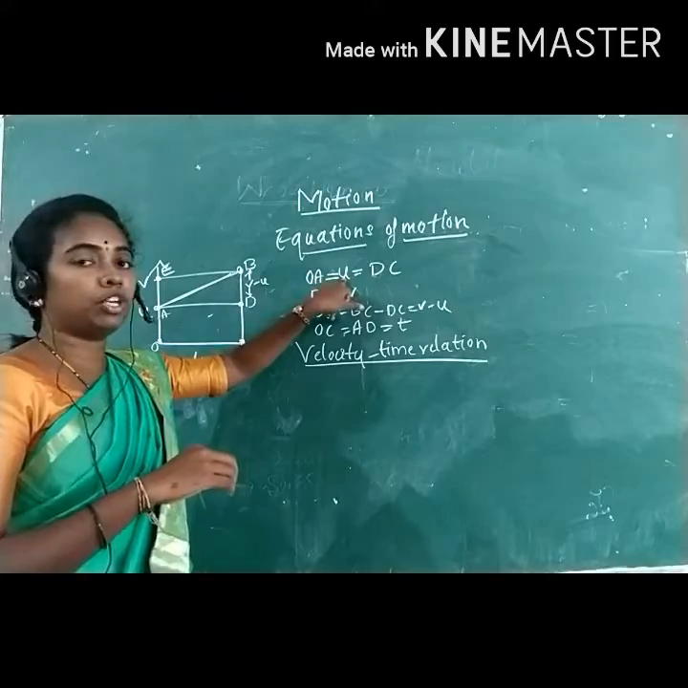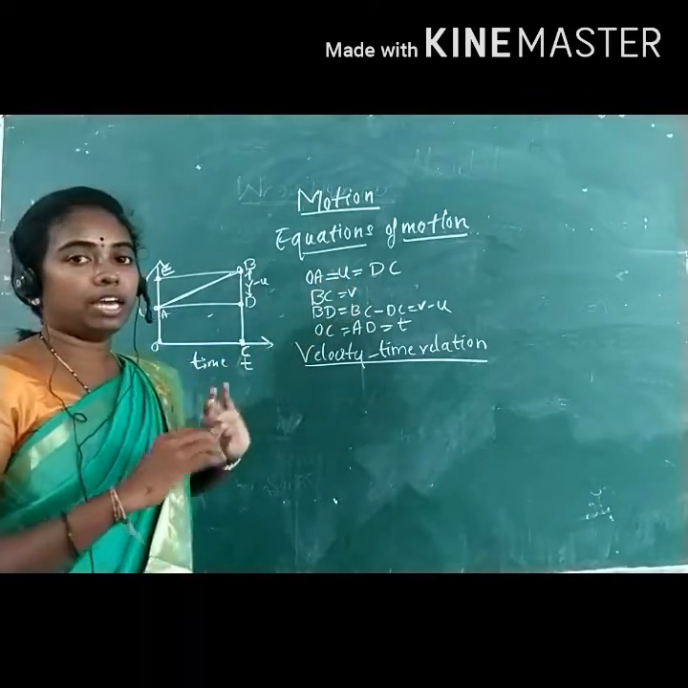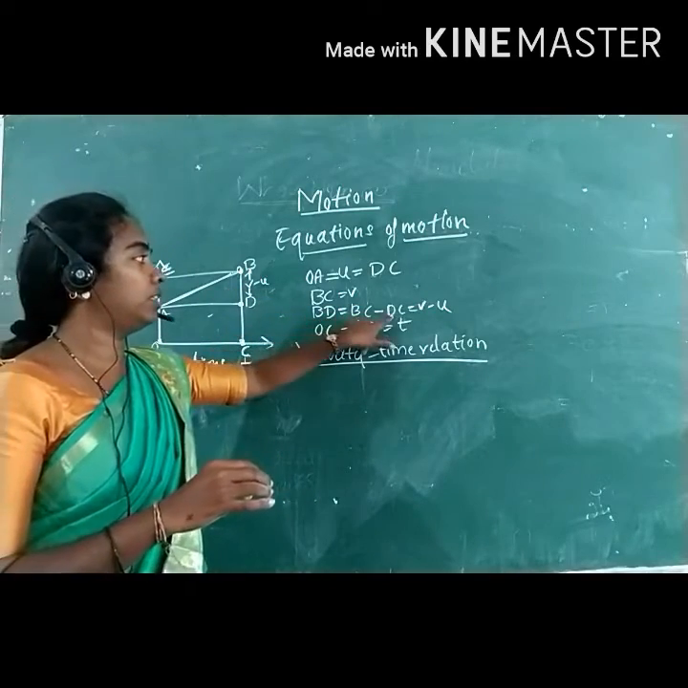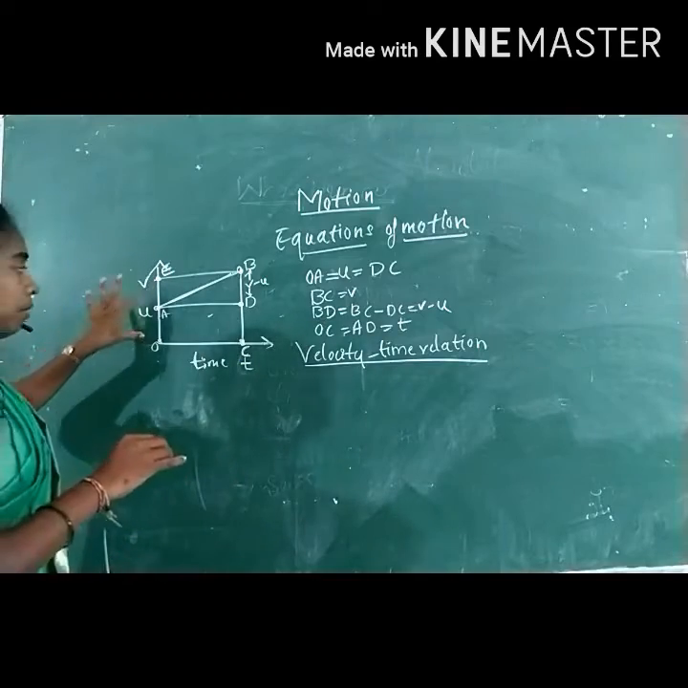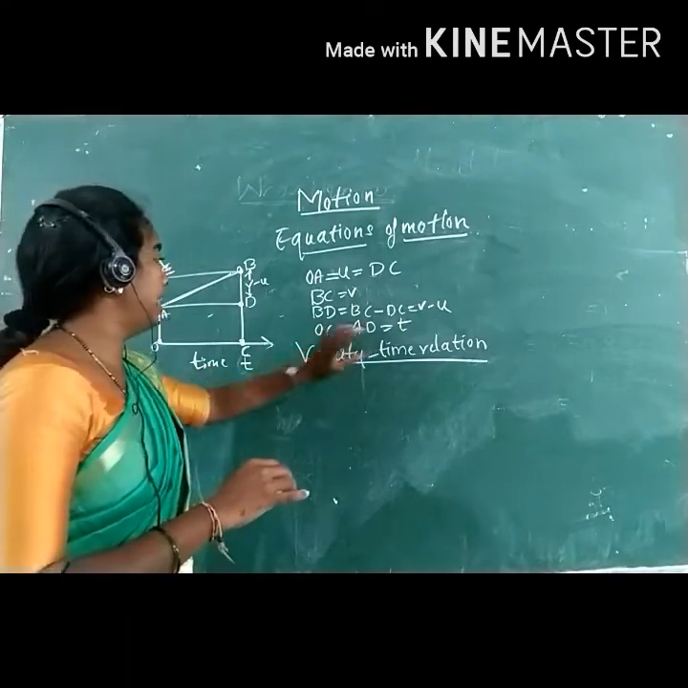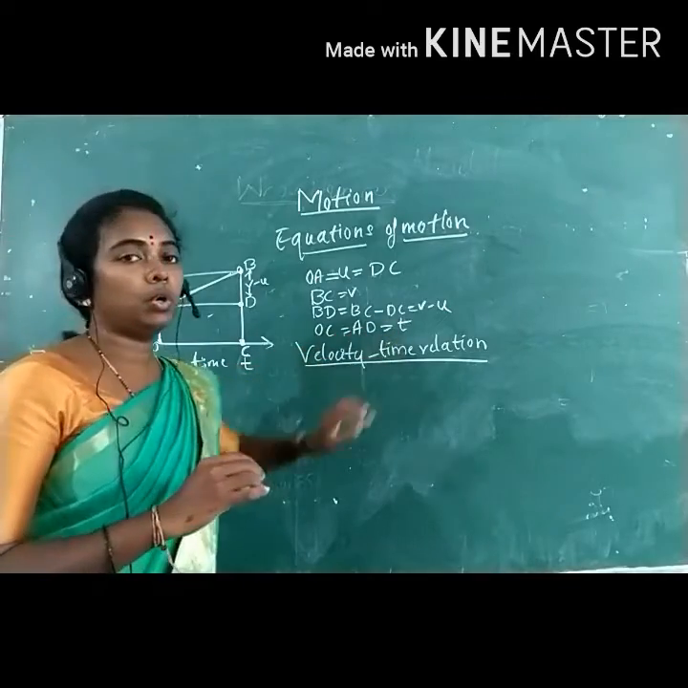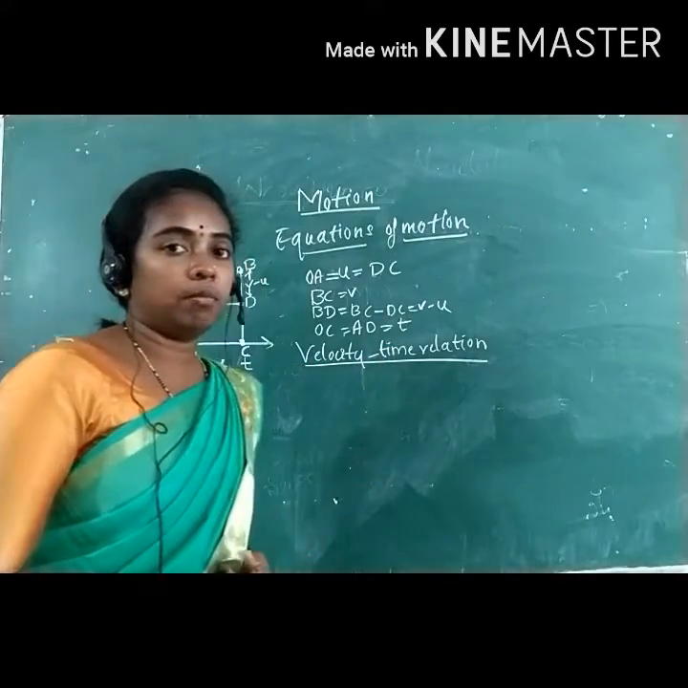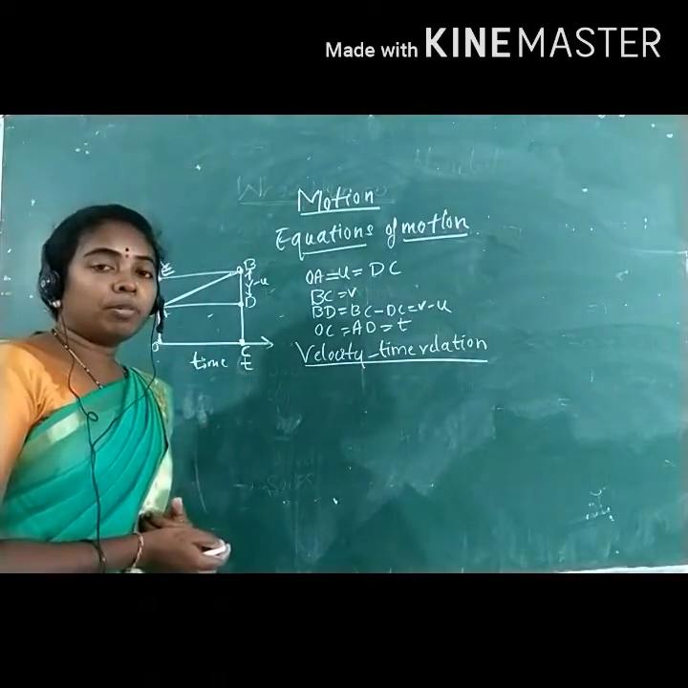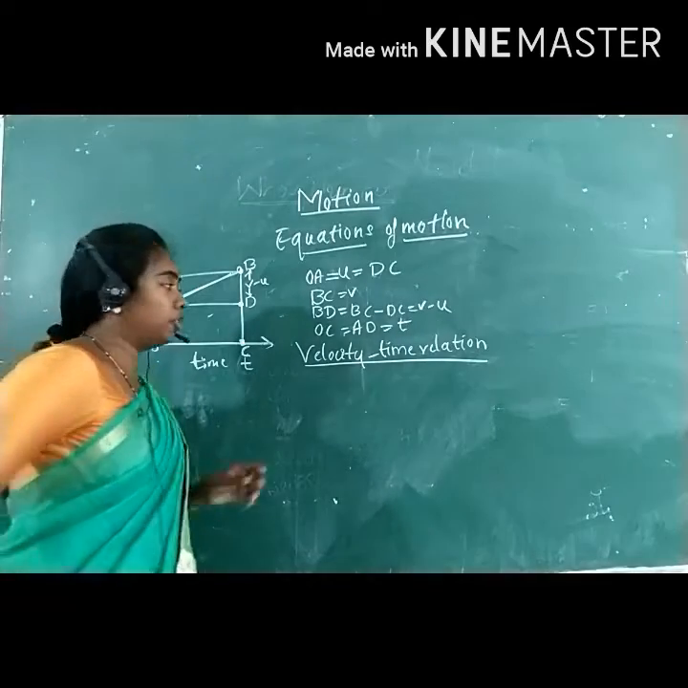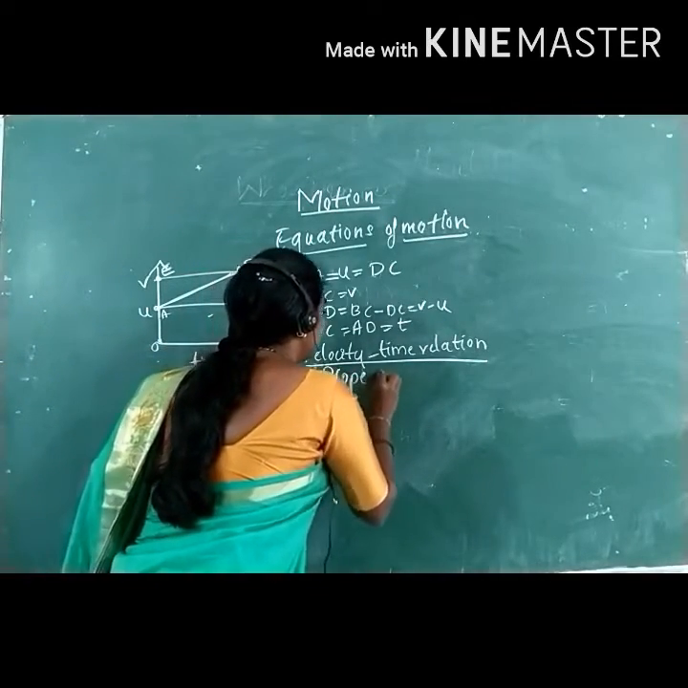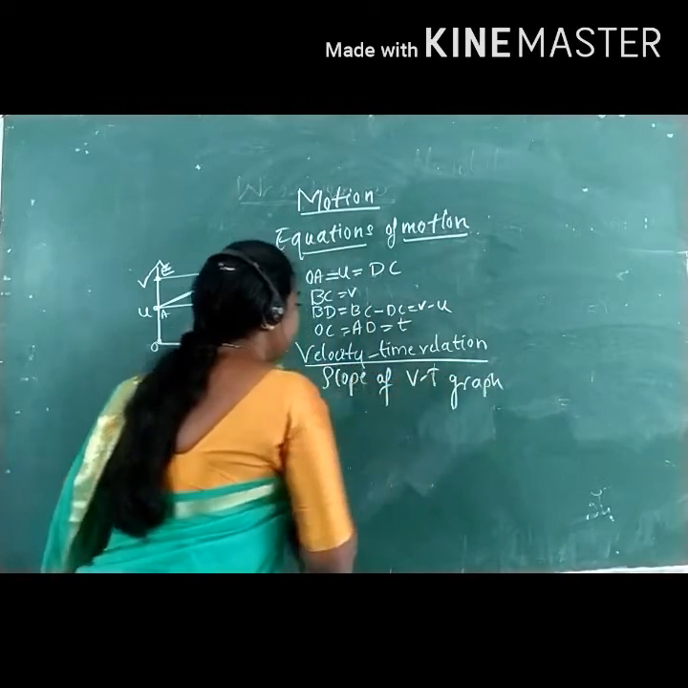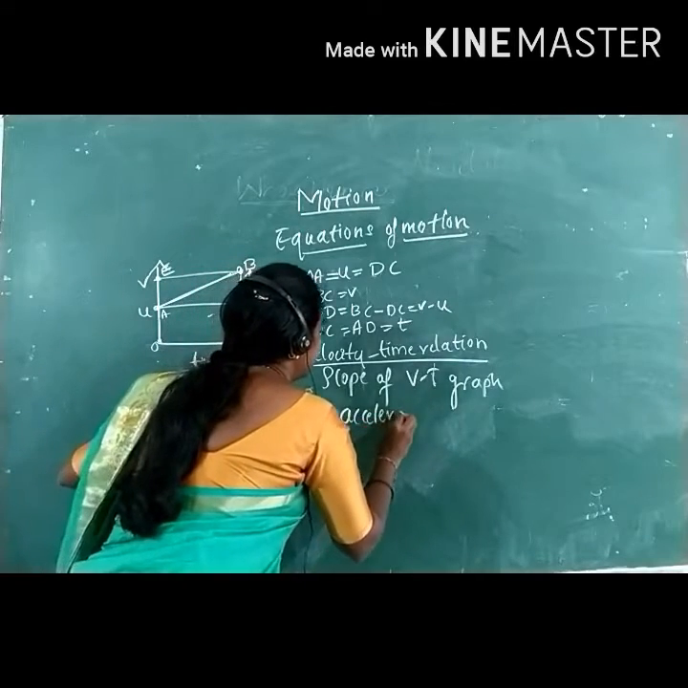OA, DC is equal to u. BC is v. u and v are the initial and final velocities. BD is given by BC minus DC, that is v minus u. OC and AD are parallel, so that is equal to t. Now what do we need to find? We need to find the velocity time relation. From this, the slope of the velocity time graph gives the acceleration. Slope of the VT graph gives you acceleration, right?